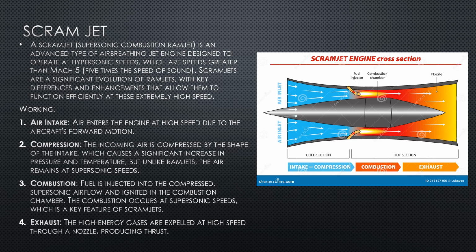The last stage of a scramjet is exhaust. The high energy gases are expelled at high speed through a nozzle, producing thrust. A difference between the scramjet and ramjet: after the air enters the ramjet, the inlet compresses the air for a short period, but in a scramjet the air is compressed after intake for longer. Then after combustion the air takes on supersonic speed.